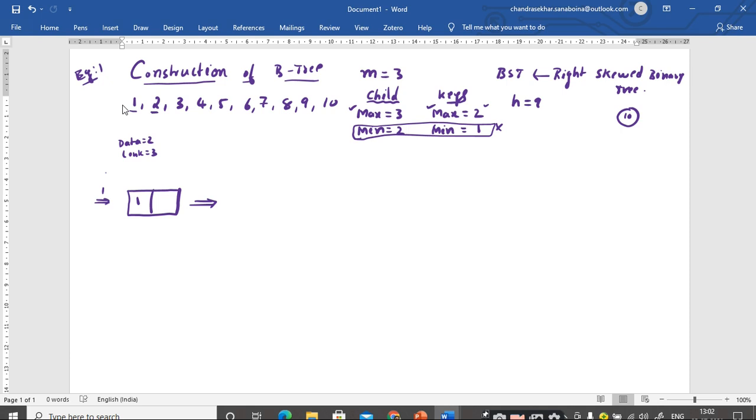So what is the next element I have? 2, sir. Can I insert this 2 here in the second data part? Yes, sir. How can you check whether you can insert it or not? You have to check the maximum keys value, m minus 1. If the number of keys inside the node is not equal to m minus 1, then you can simply insert it in ascending order. If it has m minus 1 keys, then you have to perform which operation?